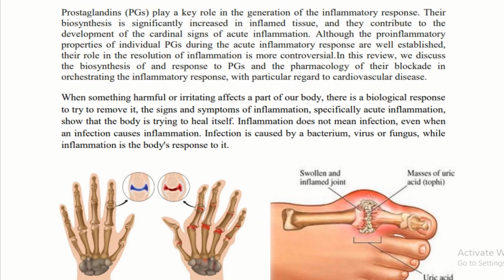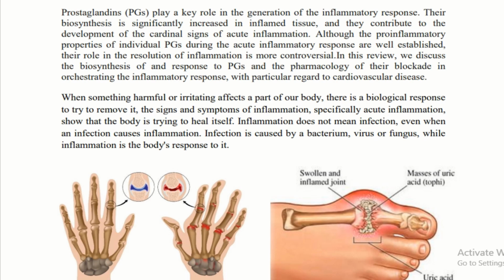Then we have prostaglandins. They play a role in the generation of the inflammatory response. Their biosynthesis is significantly increased in the inflamed tissue and they contribute to the development of the cardinal signs of acute inflammation. Although the pro-inflammatory properties of individual PGs, or prostaglandins, during the acute inflammatory response are well established, their role in resolution of inflammation is more controversial. So in this review, we're going to discuss the biosynthesis of the prostaglandins and the pharmacology of their blockade in orchestrating the inflammatory response, with particular regard to cardiovascular disease.